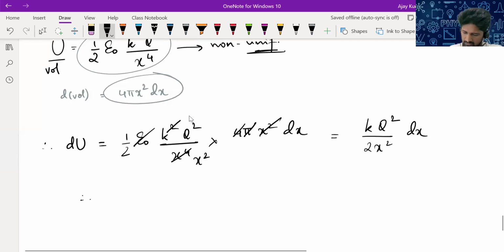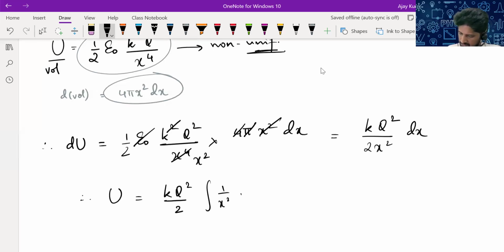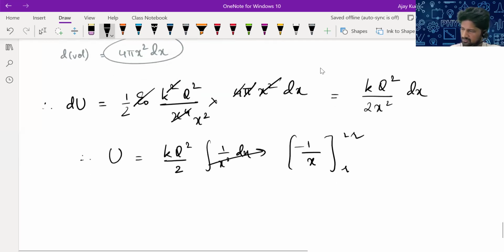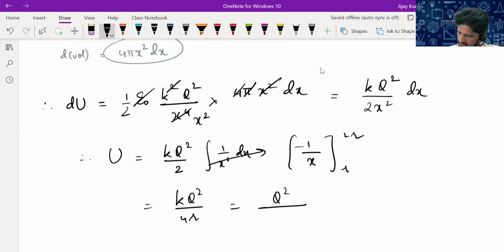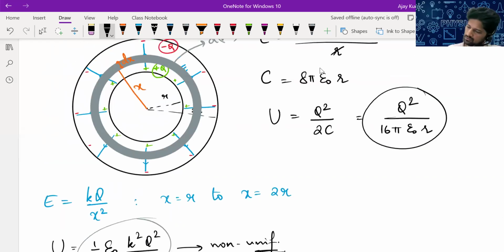Therefore, the total energy between the two shells, inner shell and outer shell, will be the integral of this: kq square by 2 times the integral of 1 by x square dx. Integral of 1 by x square is minus 1 by x. Substitute limits r to 2r. 1 by r minus 1 by 2r becomes 1 by 2r. The answer becomes kq square by 4r. And k is 1 by 4 pi epsilon naught. So q square by 16 pi epsilon naught r is the total energy between the two shells. And that is what we got before also by considering it as a capacitor.